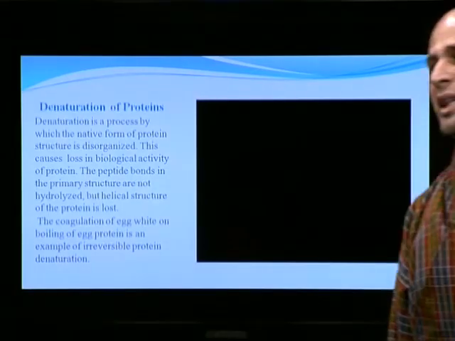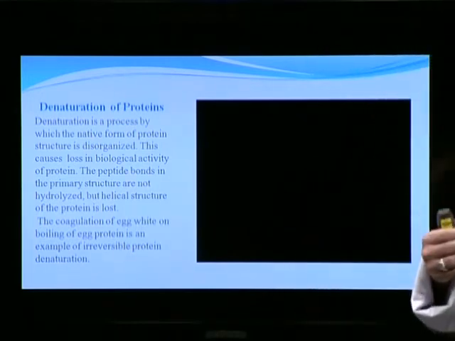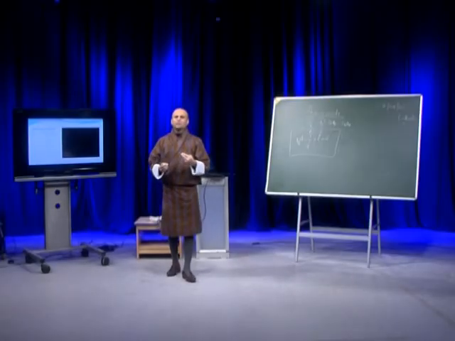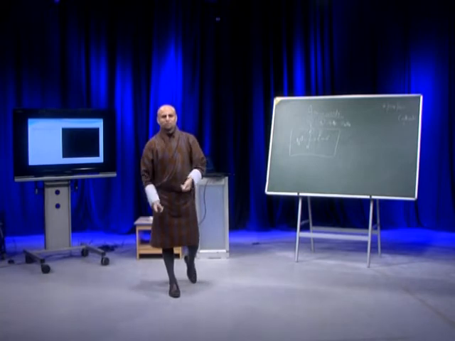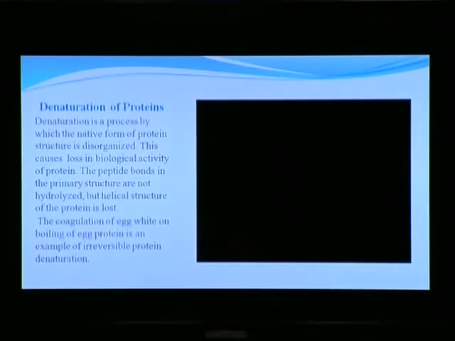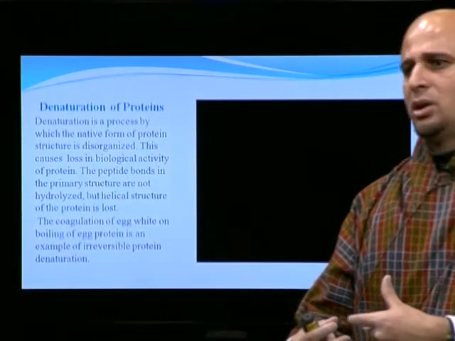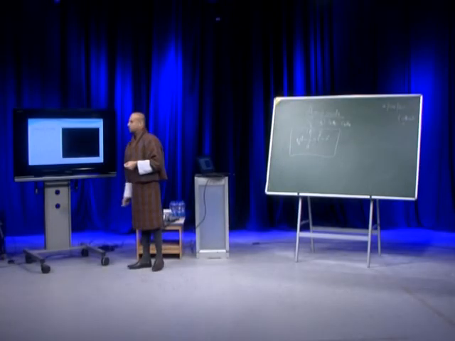Now, denaturation of proteins. You know that in protein, different amino acids are held together by peptide bonds, and these peptide bonds keep them together. Sometimes we tend to destroy the structure of protein, maybe by destroying the secondary structure or the tertiary structure of protein, and that leads to denaturation of protein. That process itself is called denaturation of protein.